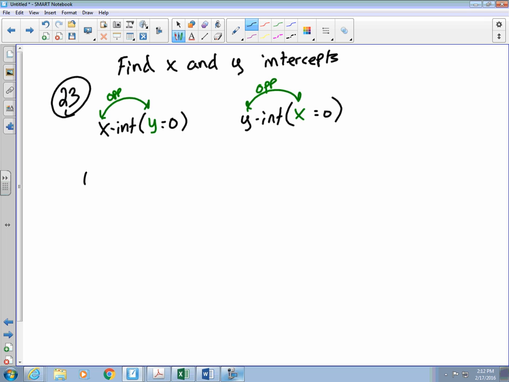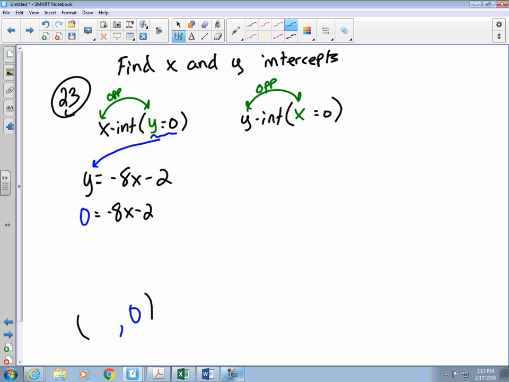So for number 23, I'm going to give you a function that looks like this. Now if I plug 0 in for y, I'm going to solve that for x. So then I get an equation which I can solve for x. Now, you don't have to write this as an ordered pair, but keep in mind the x-intercept, in terms of an ordered pair, the y would be 0, okay?